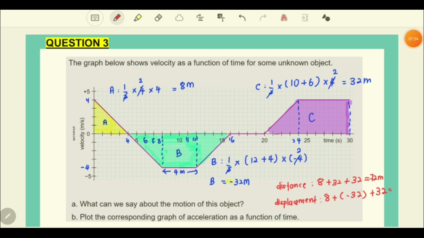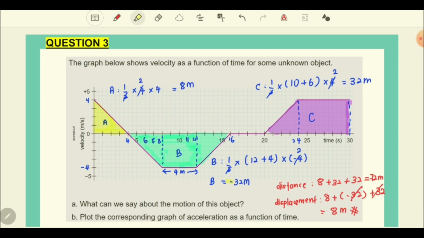Okay. Answer. Sorry, this one should be 32. It's equal to 8 meter. Okay. So the distance traveled by the object is 72 meter, but the displacement is 8 meter.